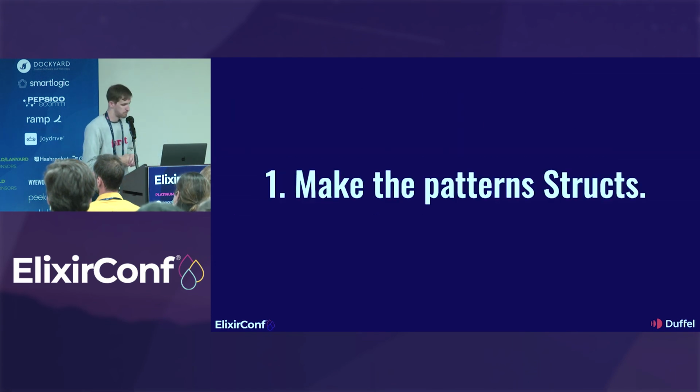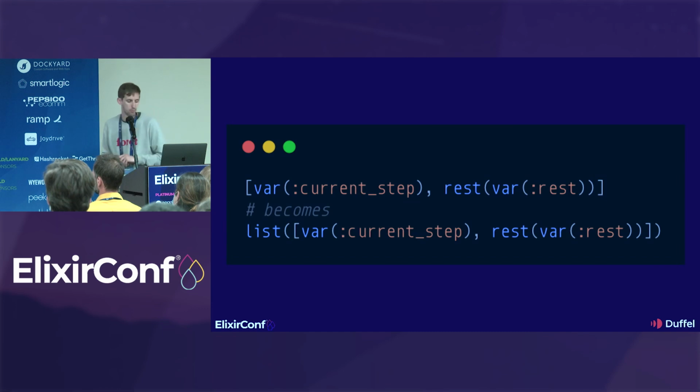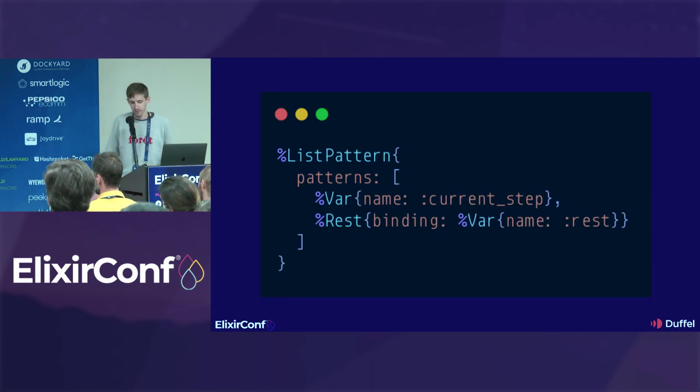So the first step is to make the pattern structs, as we pointed out. What that essentially means is where we used to have that top line, it becomes something like the bottom line, and it returns something that looks like this. So this is the list pattern, which has patterns, and then you can see what the patterns are, right?